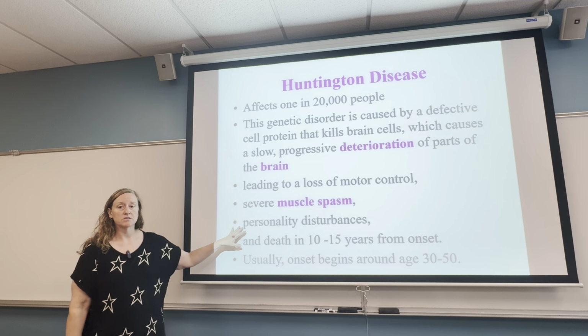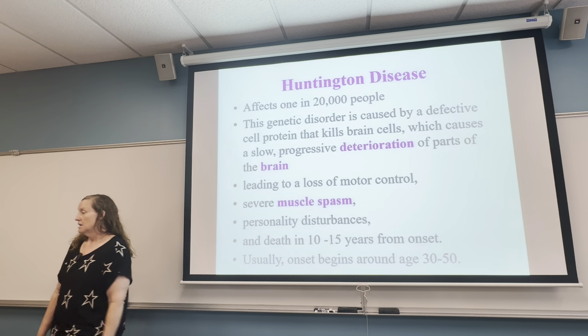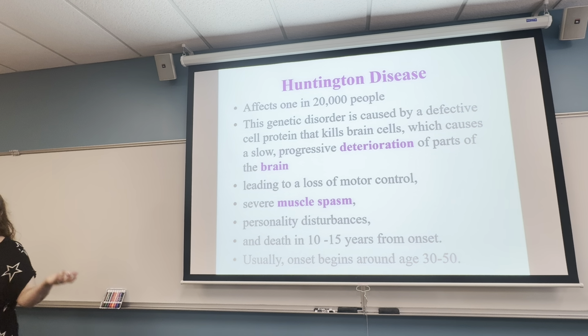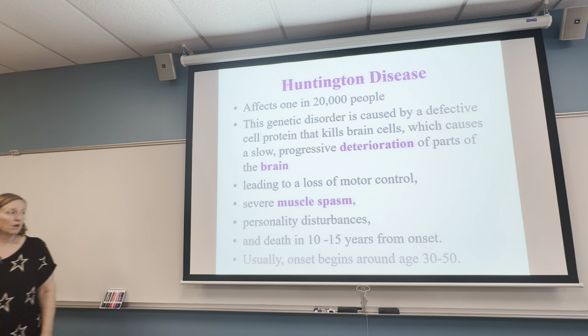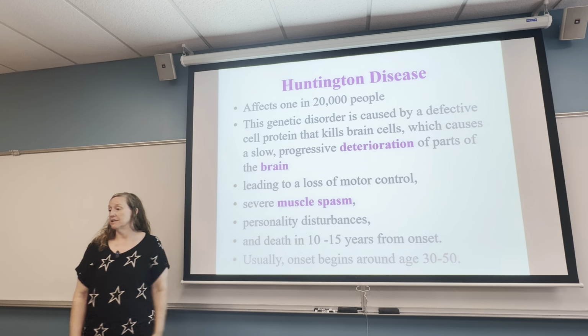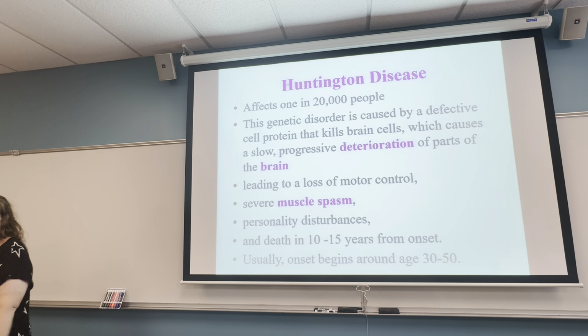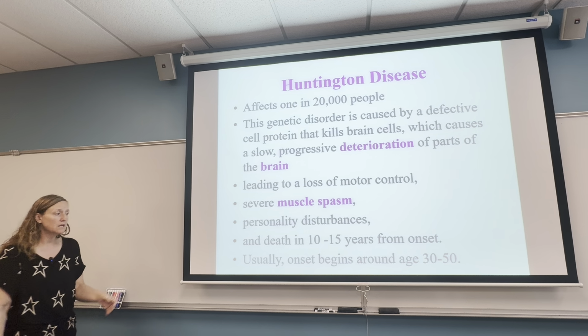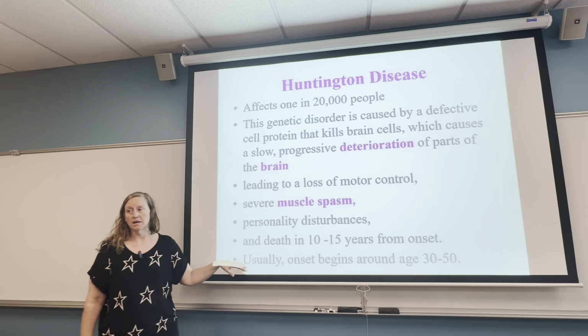One of the hardest things is personality disturbances, where maybe people get happier, or maybe they get meaner, or different things happen. Maybe they get more anxious about things. So we see little changes in their personality. Death is about 10 to 15 years from those first symptoms showing. This is average. It can be different depending on your health and other genetic factors that you have in your environment.